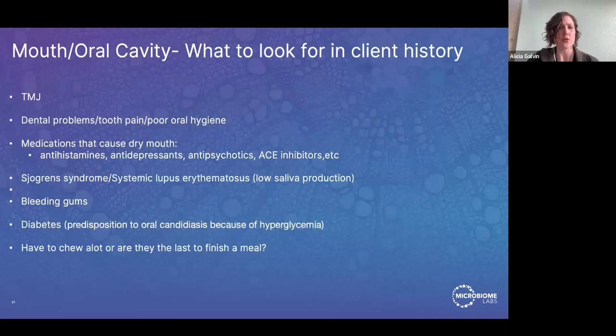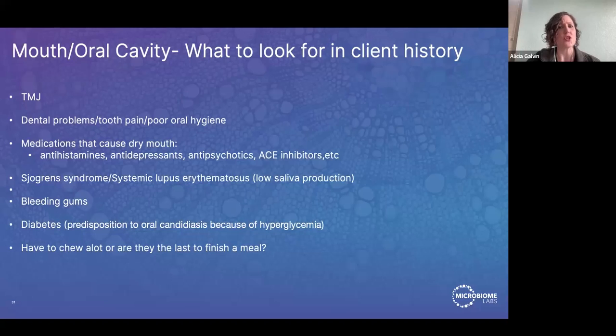These would be some other things you'd want to look for in a client's history that could affect their oral hygiene or their oral health. TMJ, obviously, they're not going to be able to chew very well if they have TMJ. Certain medications, or conditions like Sjogren's or lupus, are associated with low saliva production, so they may need some support for their saliva production, or maybe some of those saliva substitutes that are available. Diabetes, definitely. People with diabetes have more of a predisposition for oral candidiasis because of hyperglycemia.